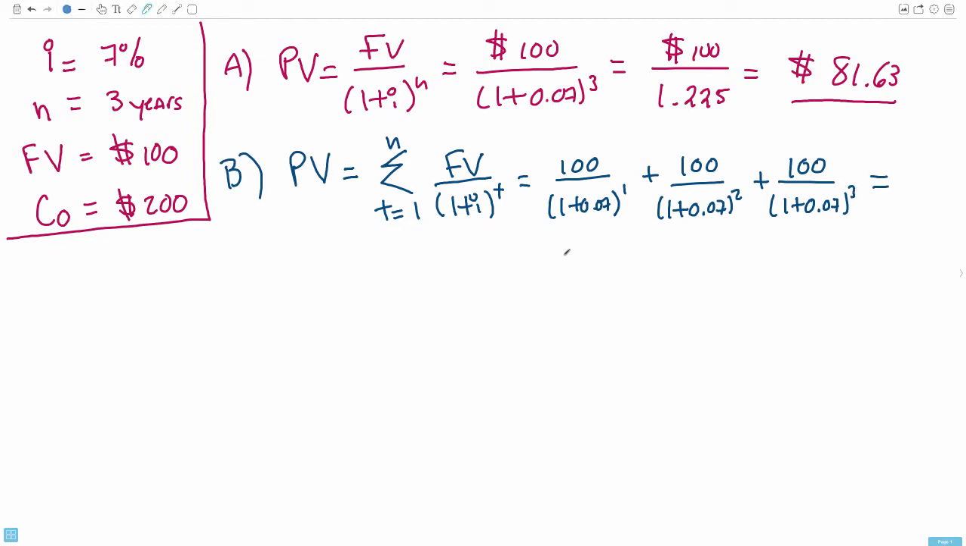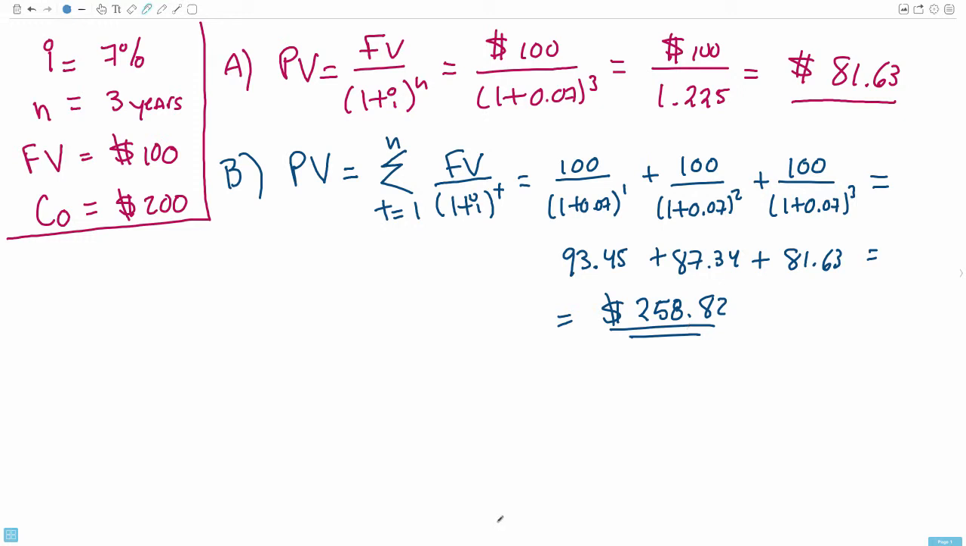So once again, if you do these calculations, this is going to amount to 93.45, and again you can use your calculator to verify these numbers, plus 87.34 plus 81.63, which add up to a total amount of $258.82. This is the amount that is equivalent today of receiving $100 in the future, 1 year, 2 years, and another $100 in year number 3.